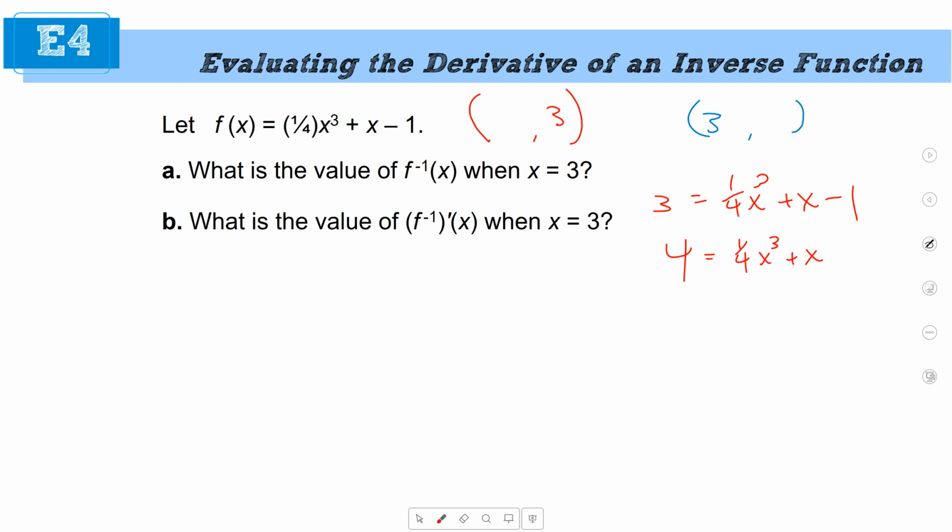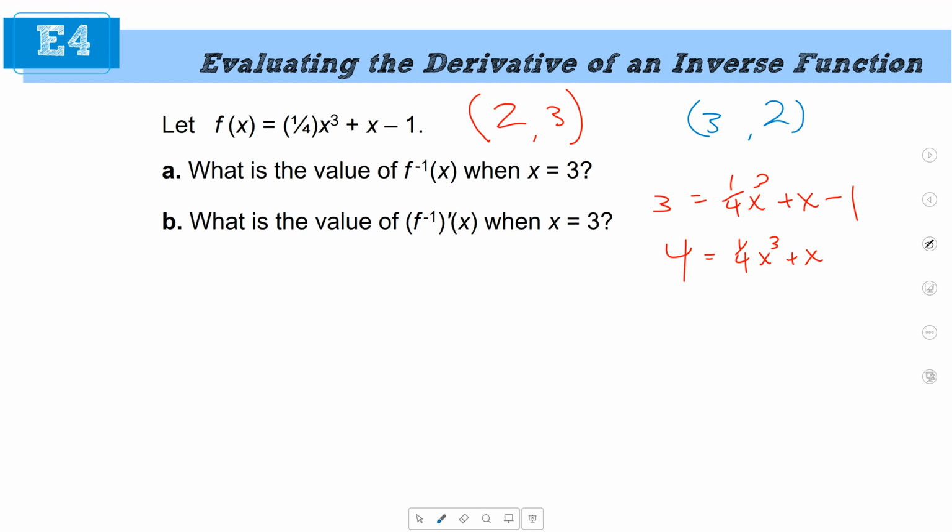Two? Let's see, 2 cubed is 8. 8 times a fourth is 2. 2 plus 2 is 4. Bingo. Done. Well, look, it just happens to turn out to be something nice. You would think I would have planned that. So therefore, this x value is 2. So the point 3,2 is on the inverse. The point 2,3 is on the function.